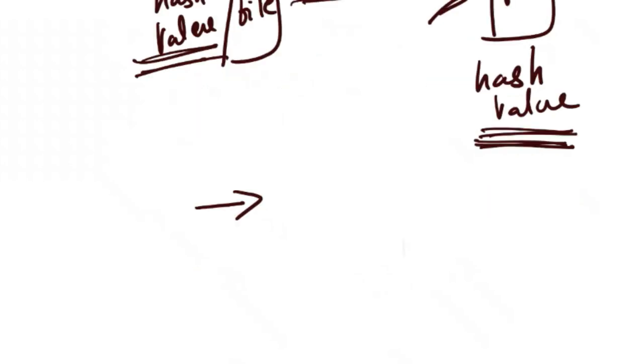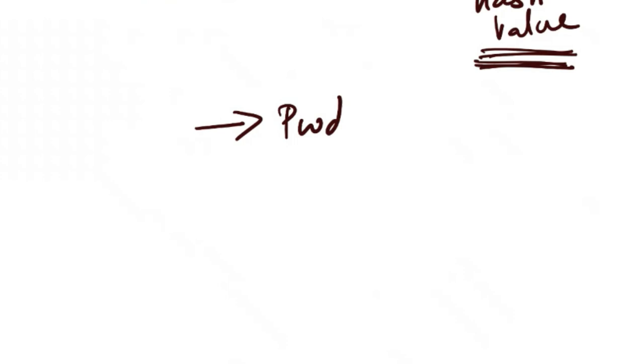Another application of hashing is password storage. Hashing is commonly used to store passwords securely. Instead of storing plain text passwords, systems store the hash values of passwords. During authentication, the user's input is hashed and compared to the stored hash value.